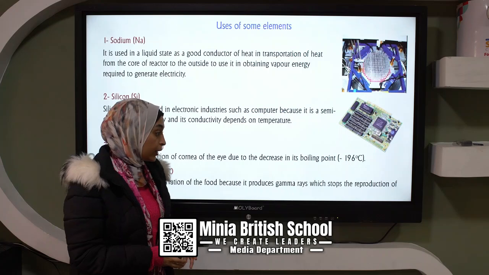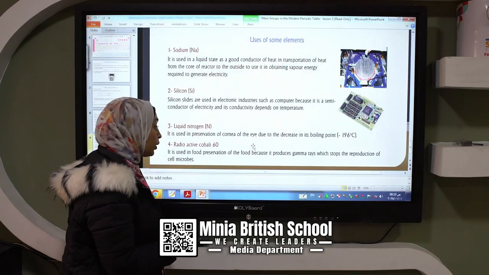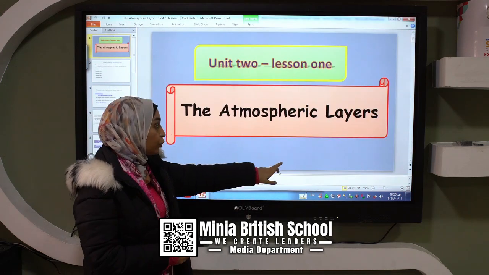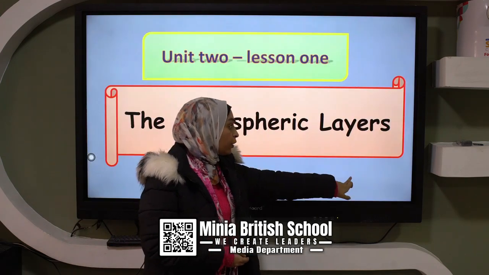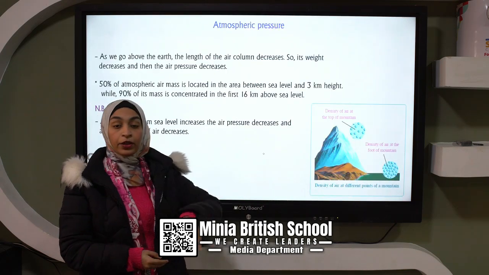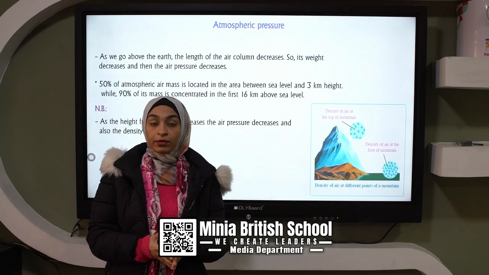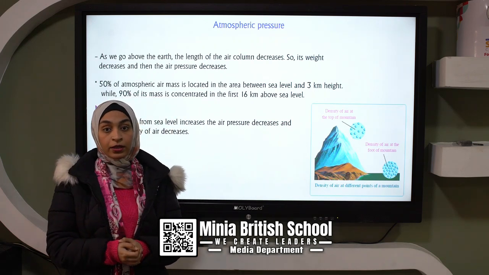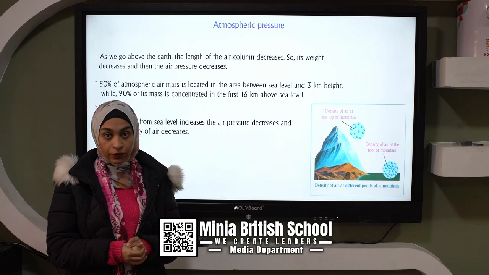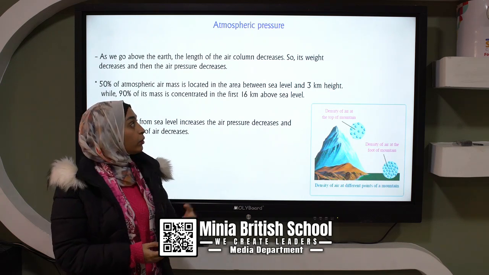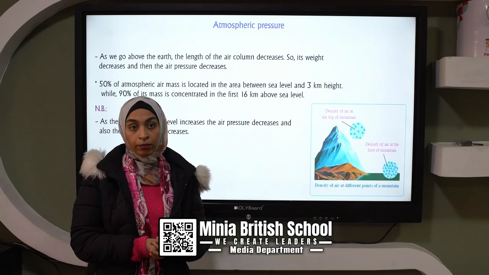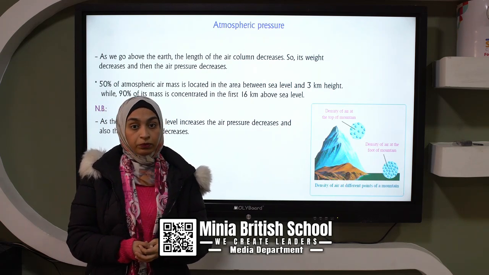Then we started Unit 2. As we know, Unit 2 talks mainly about atmospheric pressure. But before defining atmospheric pressure, we have to know that the Earth has an atmospheric envelope surrounding the Earth's planet and affected by the gravity force. And we have something called atmospheric pressure. It is the weight of an air column in a unit area.